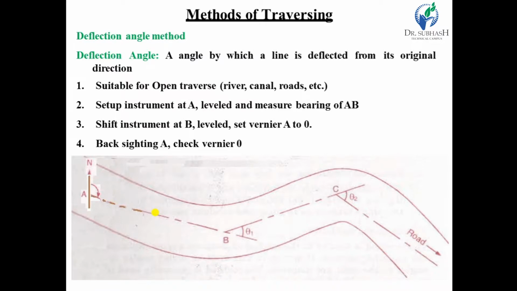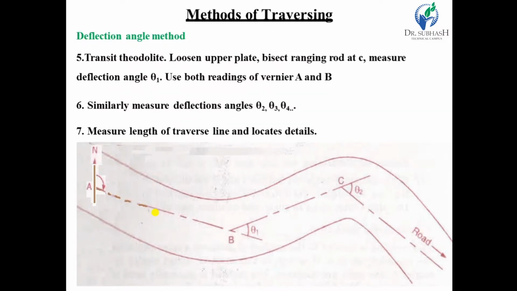Shift the instrument to B, level it, set vernier A to 0. After that, we have to back sight A and check that vernier B is equal to 0. Now transit the theodolite, loosen the upper plate, bisect the ranging rod at C and measure the deflection angle theta 1.